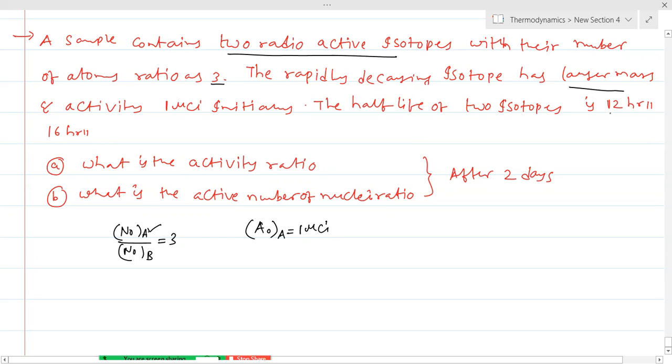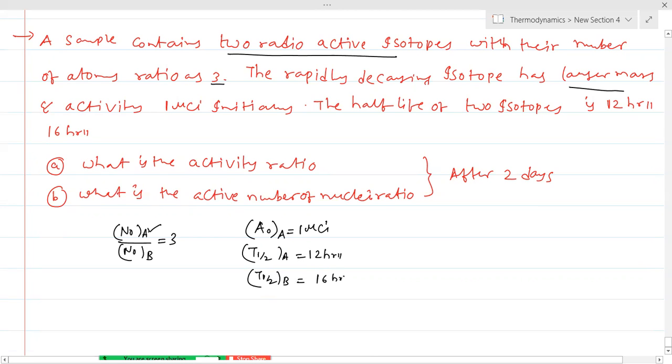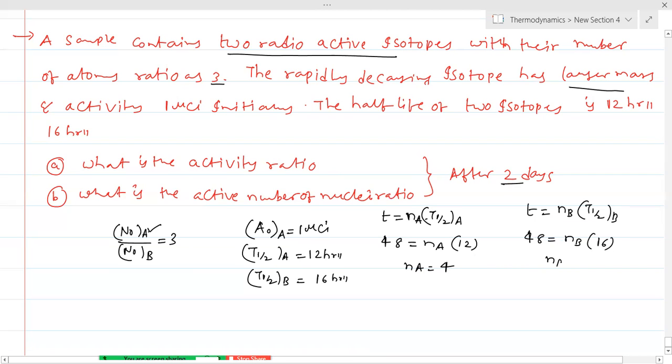And the half-lives of the 2 isotopes are 12 hours and 16 hours. We are taking the half-life of A as 12 hours and the half-life of B as 16 hours. So this is the given data. After 2 days, we need to find out. So t equals n into t half. Let us see how many half-lives are completed for A. The time is 48 equal to Na into the half-life of A, which is 12, so Na is equivalent to 4. Similarly, the time equals Nb into the half-life of B, so 48 equals Nb into 16 hours. Therefore Nb is equivalent to 3.